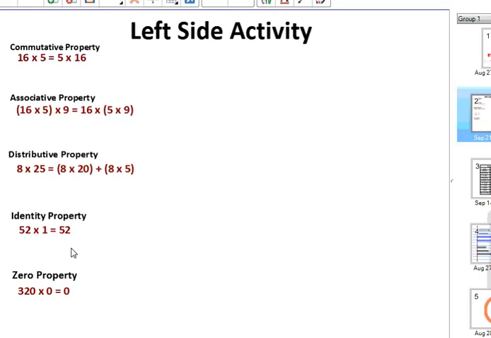And then identity property. 52 times 1 equals 52. Any number that's multiplied by 1 is going to be that original number. And then zero property, any number that is multiplied by 0 is going to be 0. So 320 times 0 equals 0. So that's what you're going to do on your left side. Have that ready for tomorrow. So that's it. All right. We'll practice this tomorrow.